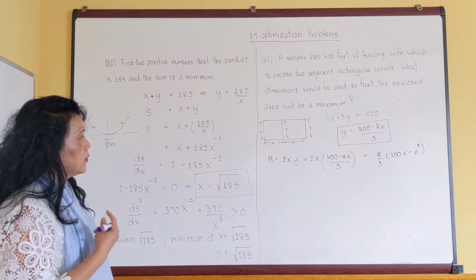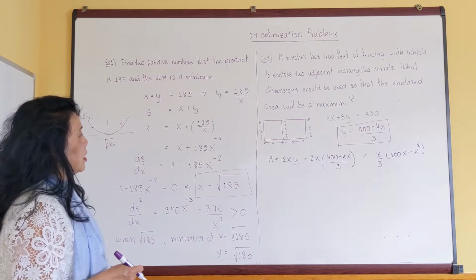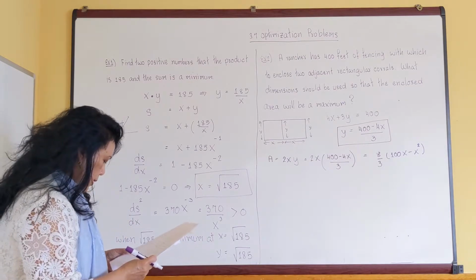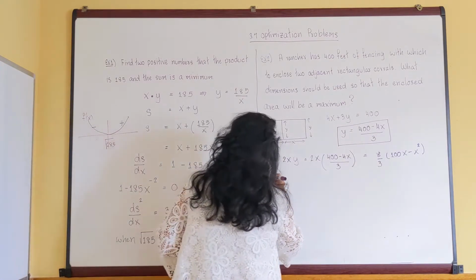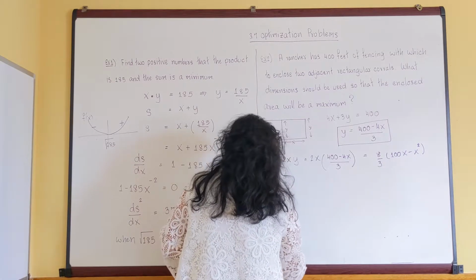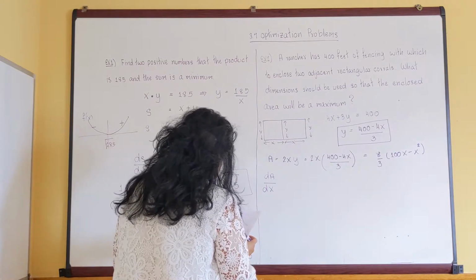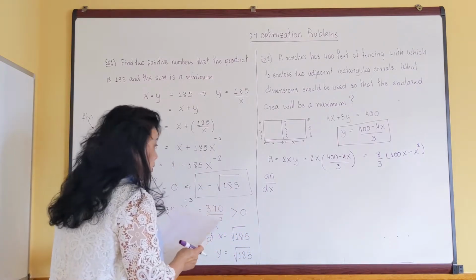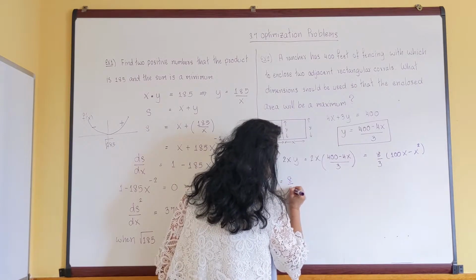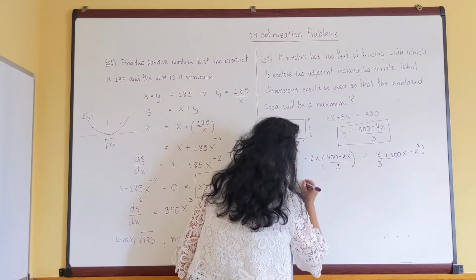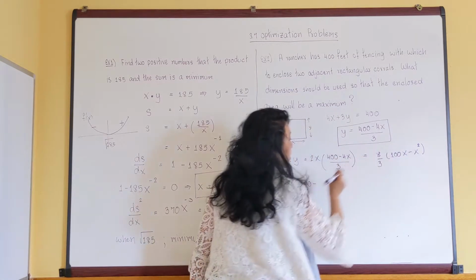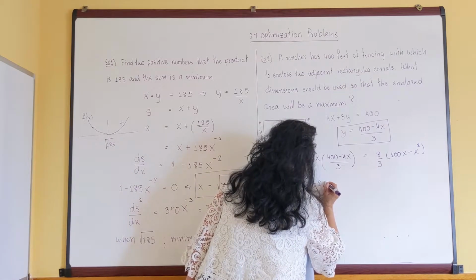Next step, you can use the first derivative test or second derivative test. I like to do the second derivative test. So the first derivative, we're going to take the derivative of A with respect to x. 8 over 3 is just a constant. Derivative of 100x is 100. Derivative of minus x squared is minus 2x.